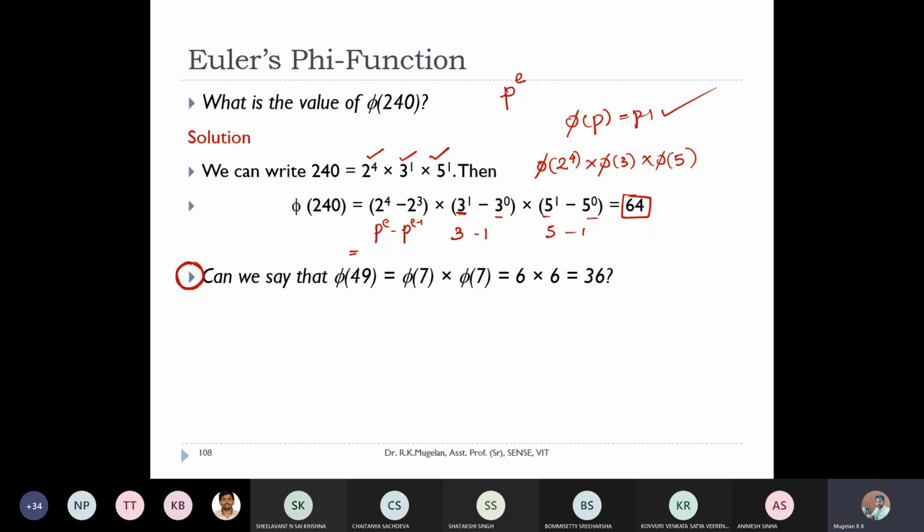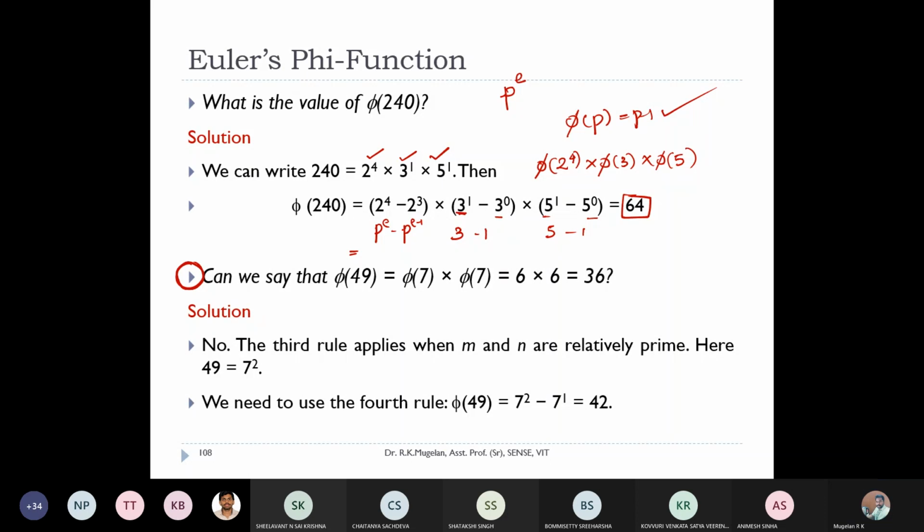No. Okay, so no is the correct answer, because here if you apply your third rule, it is simply phi of 7 into phi of 7. This is not m cross n, it is m cross m itself, because both are the same and so they are not relatively prime to each other. So instead of using the third rule, you'll be going with your fourth rule, that is representing your 49 as 7 square. So p power e minus p power e minus 1. So the answer is 42. Right.